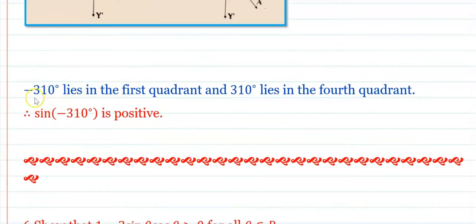Therefore, now see this here. Sine of minus 310 lies in the first quadrant, and the sine of 310 lies in the fourth quadrant, and therefore sine of minus 310 is positive.